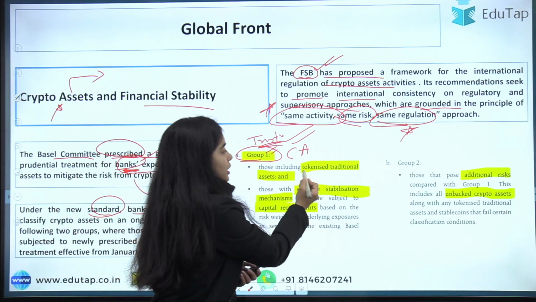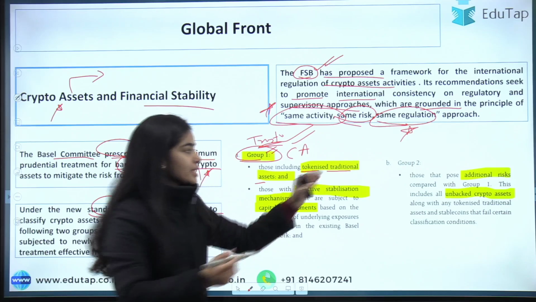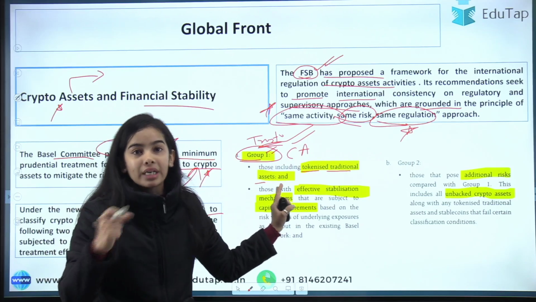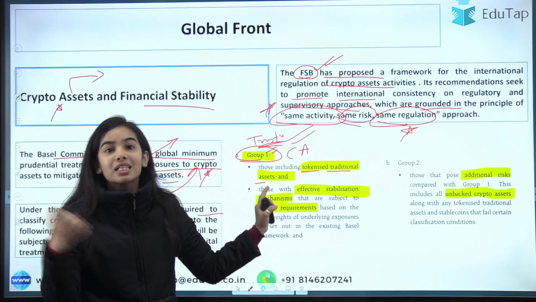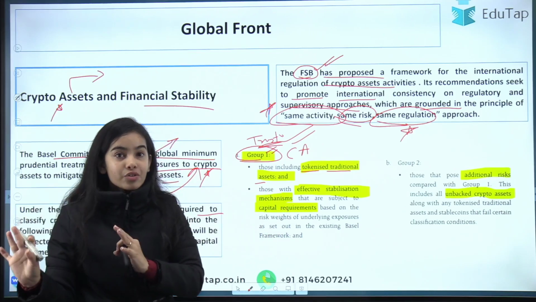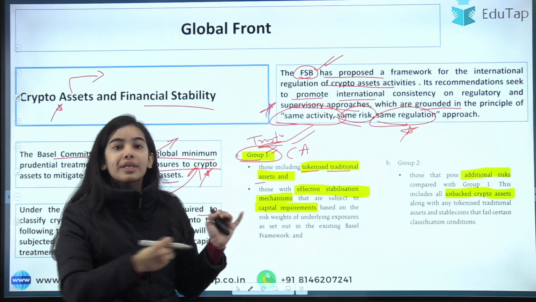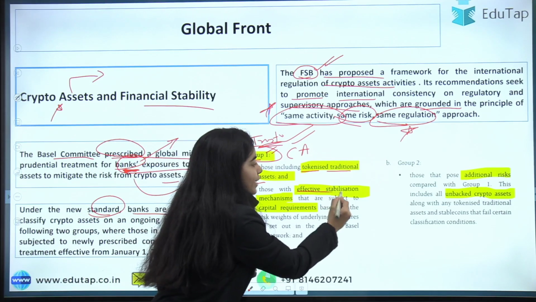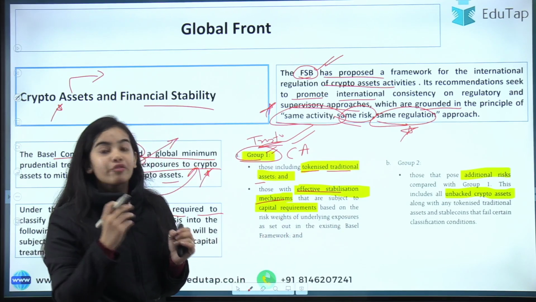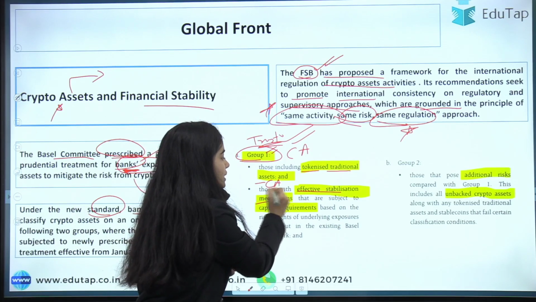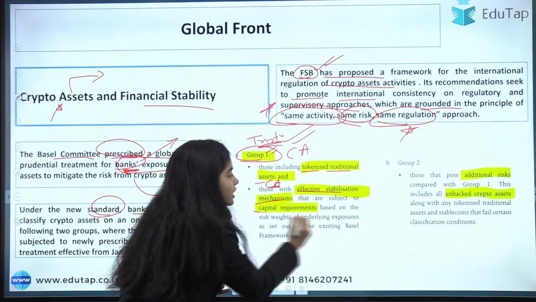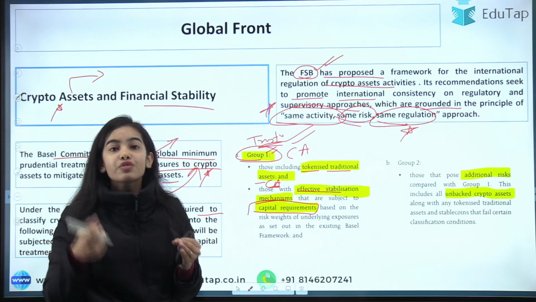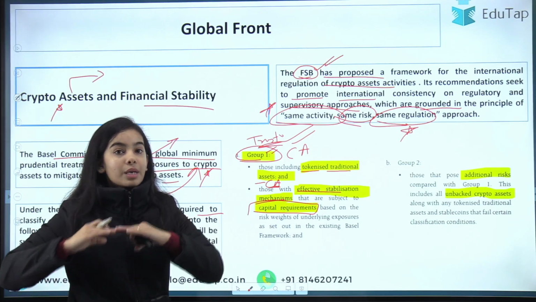That is the tokenized traditional assets. That is, the traditional assets that are being tokenized, like we can say the rupee that is being tokenized. So the rupee is trustworthy, we are just tokenizing it. So it is a crypto asset that is trustworthy. Those with effective stabilization mechanism. So we are keeping the crypto assets against which we have capital requirements, against which we are keeping some capital buffer.